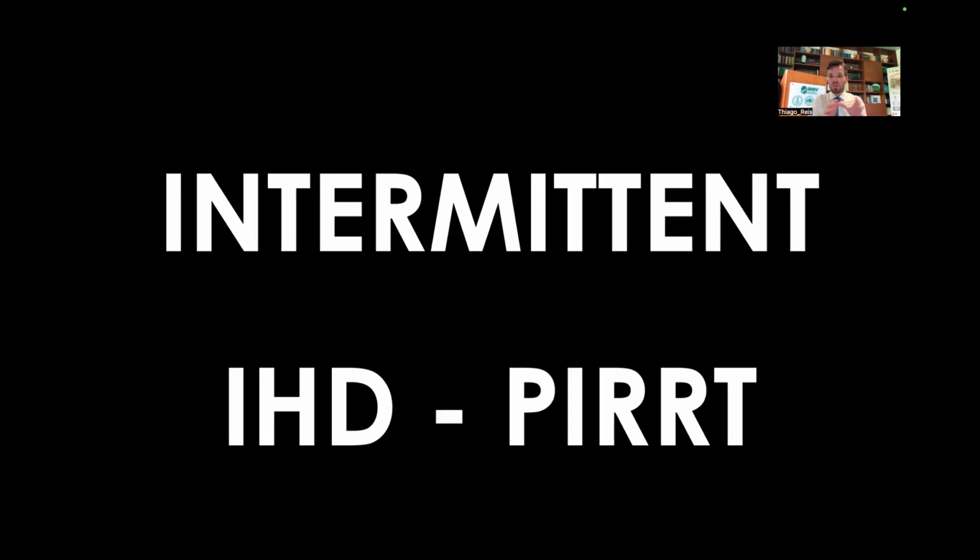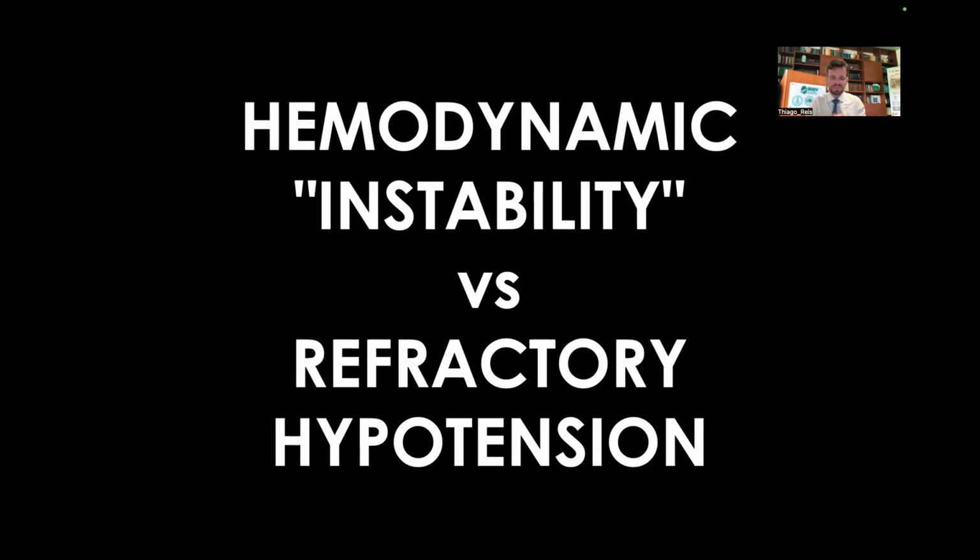So first, covering intermittent hemodialysis or prolonged intermittent renal replacement therapy. These are intermittent dialysis sessions that last from 6 to 12 hours. It's important to clarify that the term hemodynamic instability is a vague term and there is no definition of instability. It's preferable to use the term refractory hypotension.